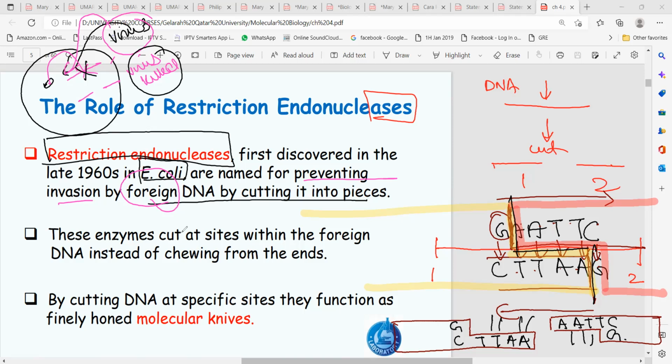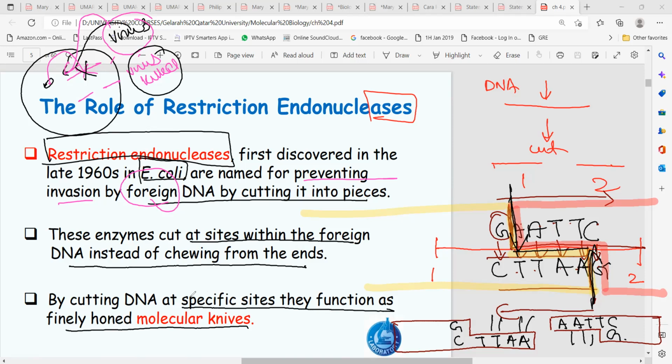Okay. And these enzymes cut at sites within the foreign DNA instead of chewing from the ends. So it will cut like this, dividing it into pieces. By cutting DNA at specific sites, they function as finely honed molecular knives. So this is the knife, cutting here and here. Clear? Wherever you get this sequence GAATTC, E. coli will recognize it and will cut there.